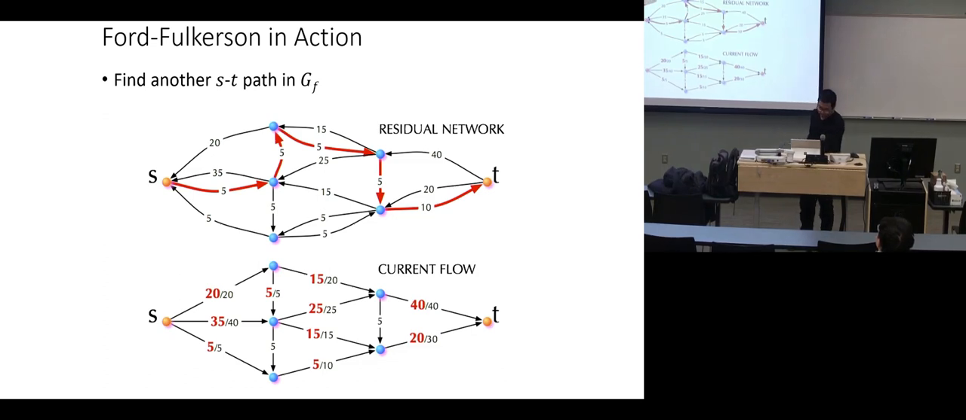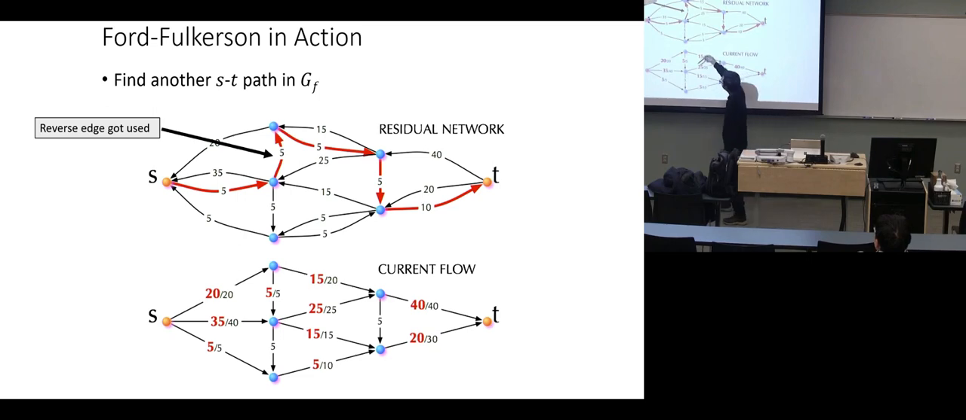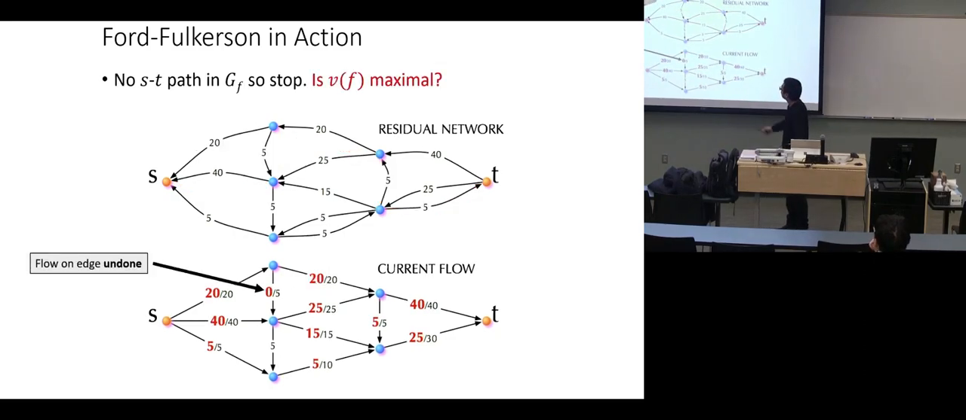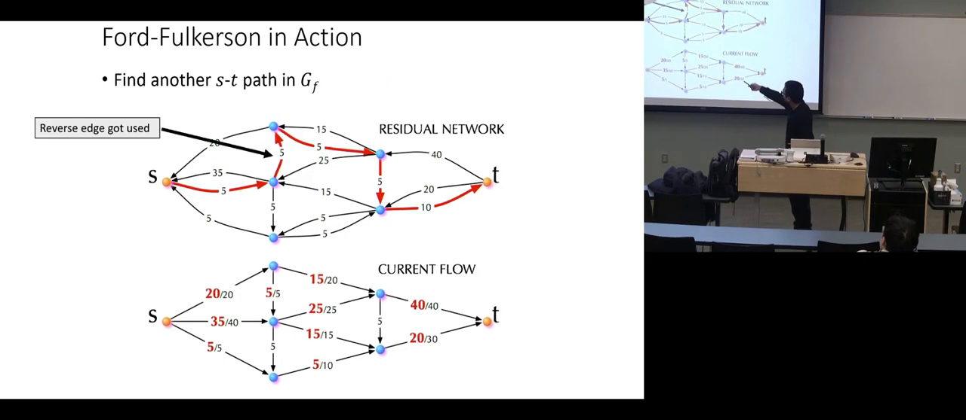And observe that here, for example, you try to find this path. And this is when you use the reverse edge, because you have sent the flow in this way, right? But now if you want to augment the path like this, this is where you need to cancel flow. So now the flow of 5 units there, here, is now undone.